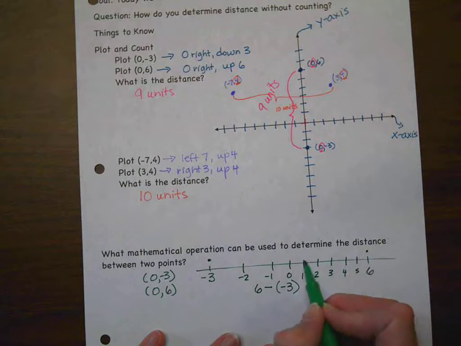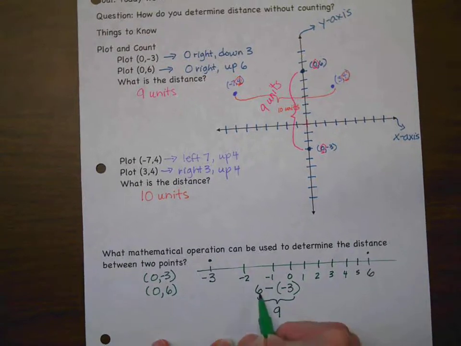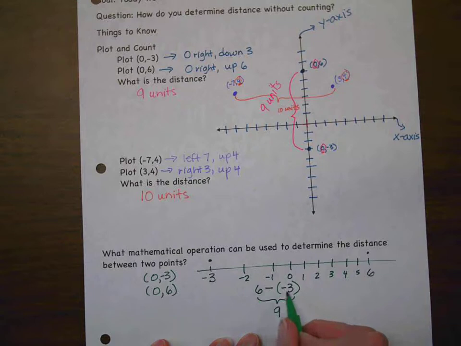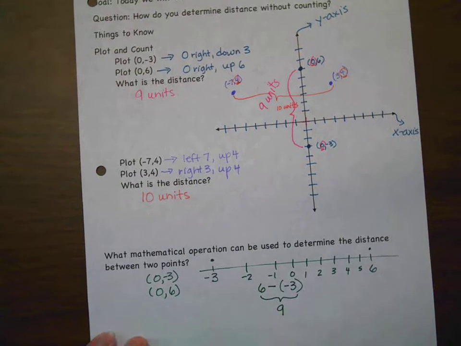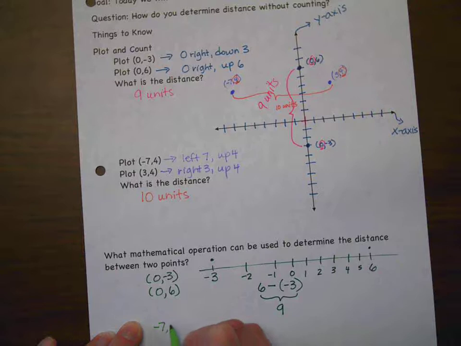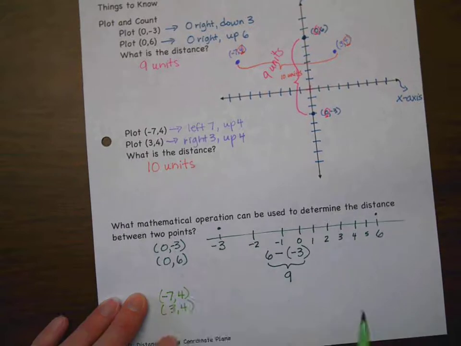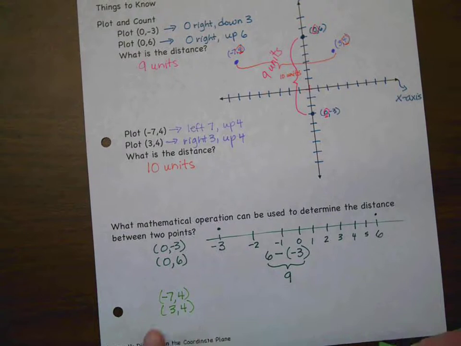So count them again. 1, 2, 3, 4, 5, 6, 7, 8, 9. So the answer to this problem right here is 9 because we started at 6, we're going back to -3, so we're subtracting it. So 6 minus a -3 actually gives us an answer of 9. Okay, so let's try it with the other one and see if it works that same way. So our 2 points were -7, 4, and 3, 4. So because we have the 4's in common, we don't have to worry about those this time.